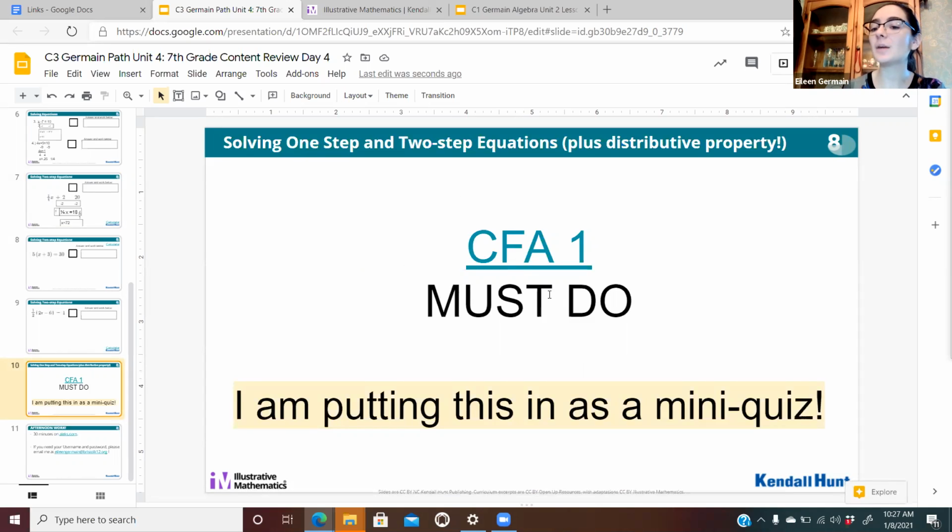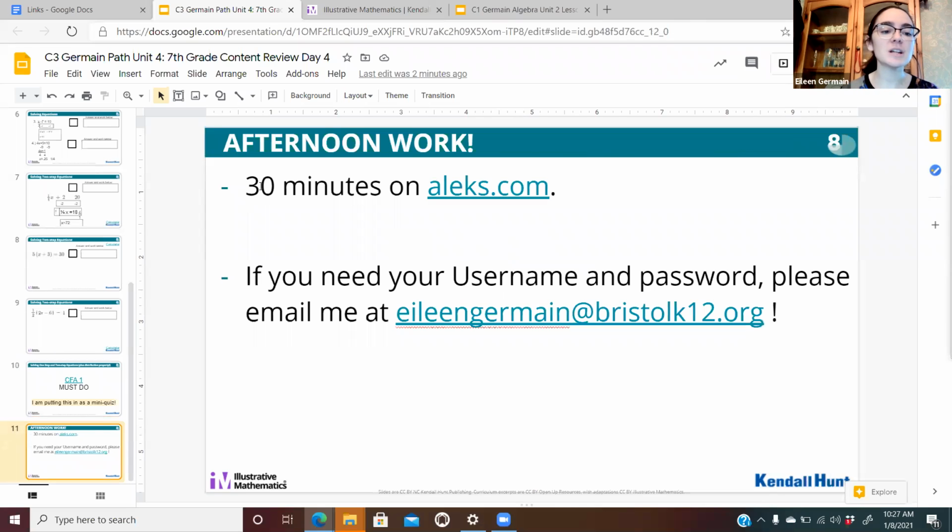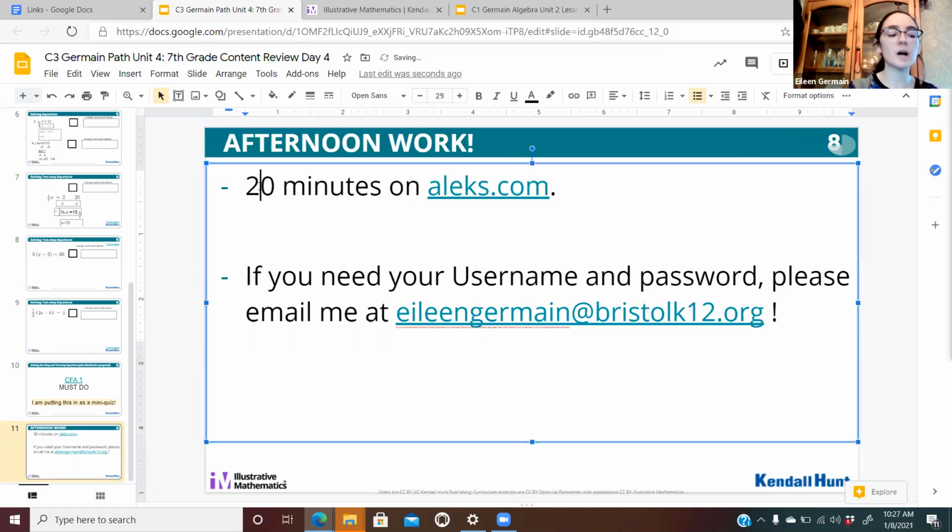We have CFA number 1. It has 2 equations that you need to solve. So you're solving those 2 equations on CFA 1. I'm putting this in as a quiz grade, so please make sure that you complete it because it's going in as a quiz grade. So Courtney, you can turn it in, but maybe don't turn it in until after you do the CFA because I don't want you to forget to do that. Then you have, it says 30 minutes of Alex time. I'm going to be a peach and I'm going to change it to 20. So you guys are doing 20 minutes of Alex time and this CFA.